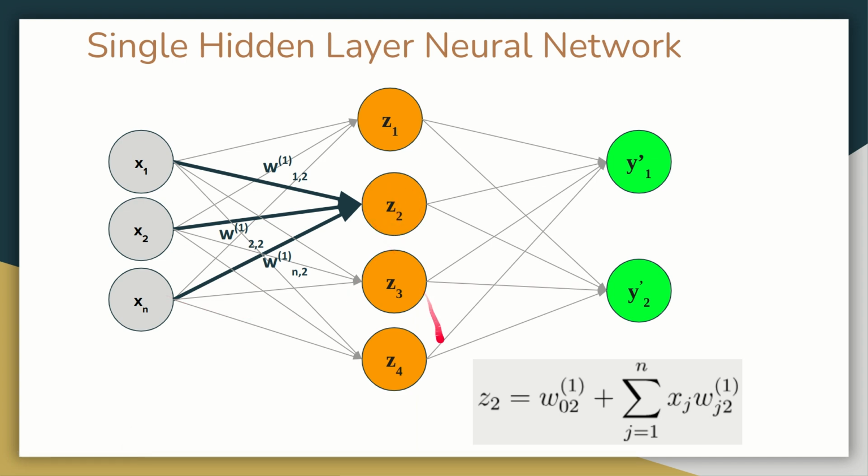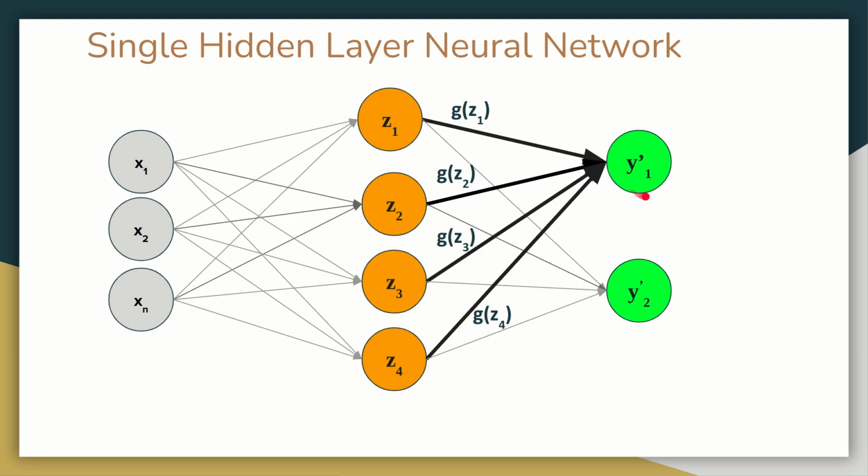So we can see what Z2 is over here. The equation for Z2 is W02 with superscript 1 plus summation over xj wj2 with superscript 1, where j is running from 1 to n. Now the output of our perceptron 2 in layer 1 is g(Z2), where we have applied the non-linear activation function on Z2. This output of our second perceptron will go into the neurons in the second layer.